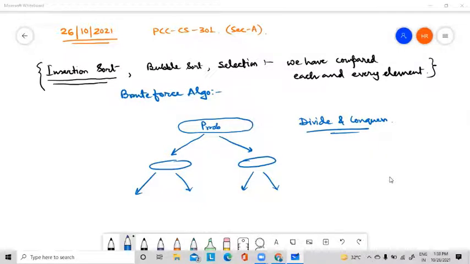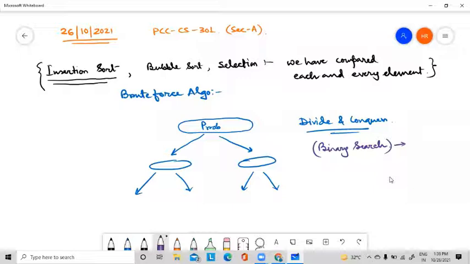The first divide and conquer algorithm that we have already covered is binary search. Binary search is a type of divide and conquer algorithm where, instead of comparing each and every element, first we compare with the middle element, then we go to the left-hand side or the right-hand side according to the search element. This belongs to searching.